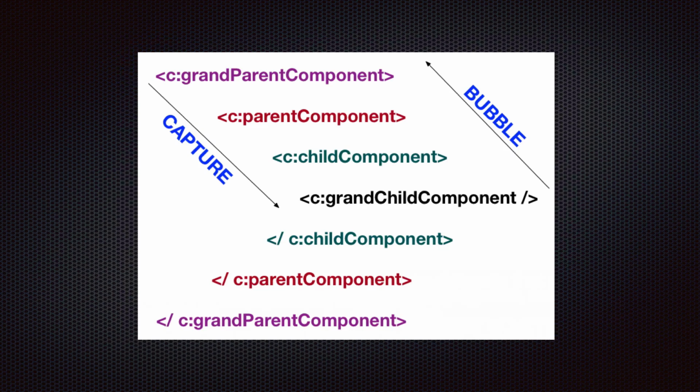The capture and bubble phases are quite similar to the DOM handling patterns. So they basically provide an opportunity for interested components to interact with an event and potentially control the behavior for subsequent handlers. Okay, so it's very important to understand how these two phases work.